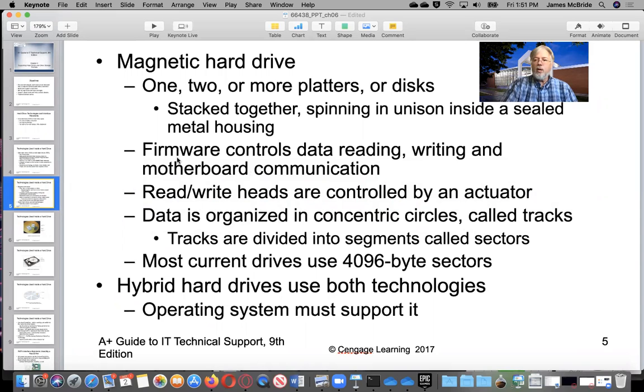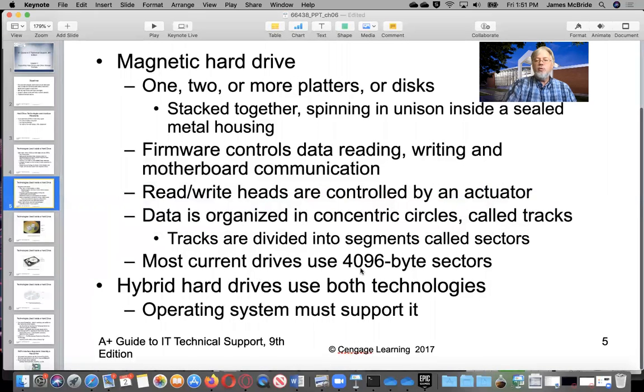There is a firmware. In other words, there's a piece of software stuck into a chip, and that firmware controls how the data reading and writing happens and the motherboard communication. And so on the motherboard, you'll usually have a chip that controls that communication. And then you'll have the chips that are all on the underside of a hard drive that also control how quickly that data can get in and out and whether it needs to go to cache and all that stuff.